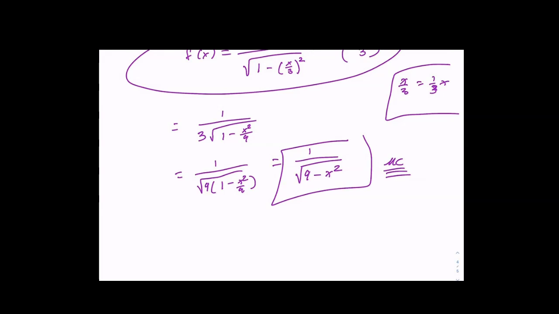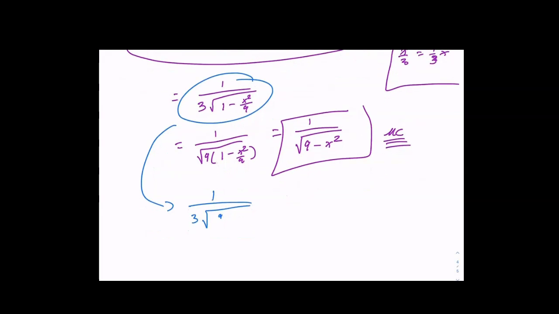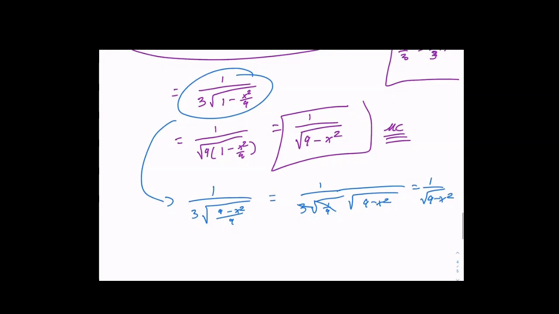Another way of doing this problem, in terms of rewriting it, is once we get here, we can think of this as 1 over 3 square root, and then we do a common denominator, which would be 9 over 9. So this would be 9 minus x squared over 9. You can do it this way, which is 1 over 3 times the square root of 1 over 9 times the square root of 9 minus x squared, and these two cancel each other out, leaving behind 1 over the square root of 9 minus x squared. So that's all. That's algebra manipulation.